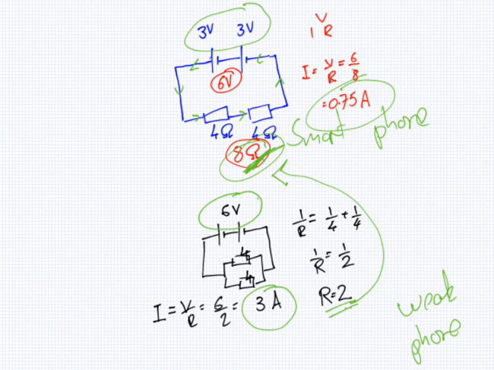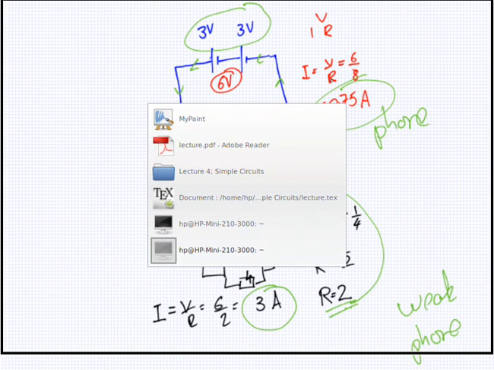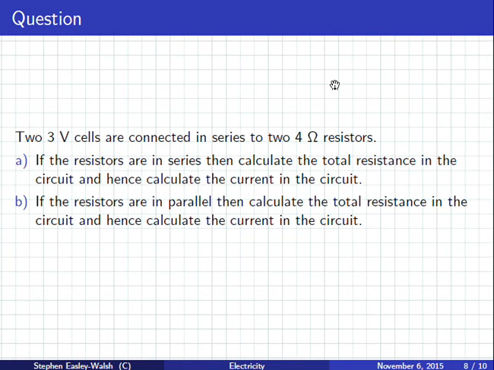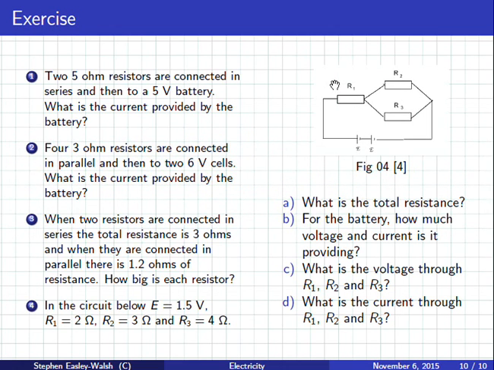Okay. Right, so write this one down. Two 3-volt cells are connected in series to two resistors. If the resistors are in series, and then if they're in parallel. So write this down and we'll do it. So that's a battery, right? Very good. Yeah, 2 cells makes a battery.